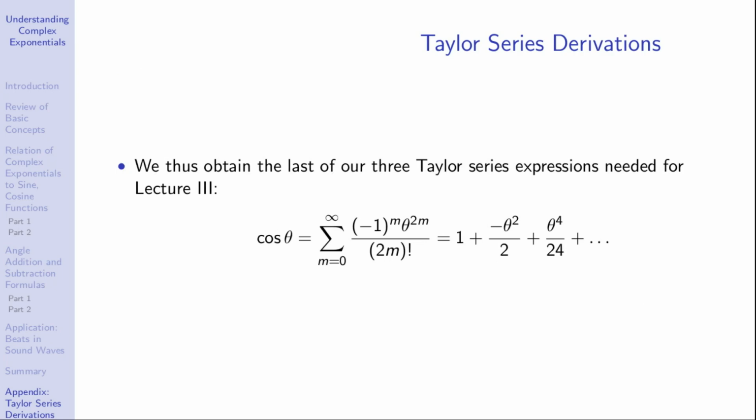And so we thus obtain the last of our 3 Taylor series expressions needed for lecture 3. So cosine of theta is equal to the sum over m from 0 to infinity of (-1)^m times theta to the power of 2m over (2m) factorial, which is equal to 1 minus theta squared over 2 plus theta to the 4th over 24, etc. We would encourage you to confirm that you can derive these expressions on your own.